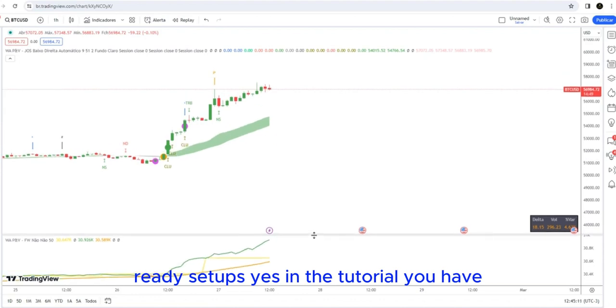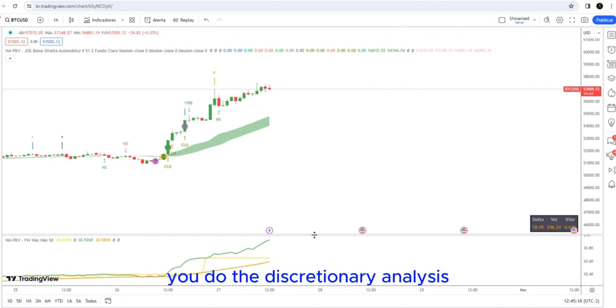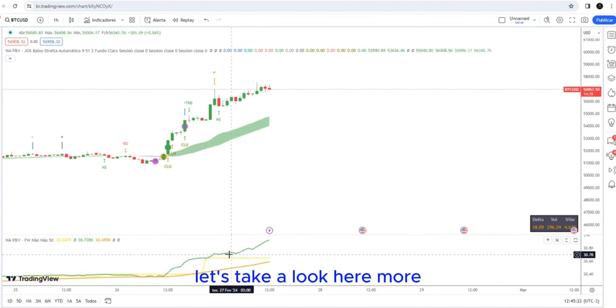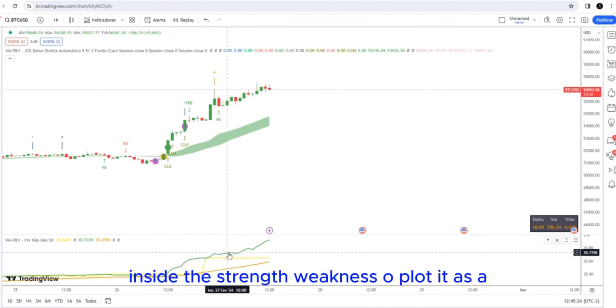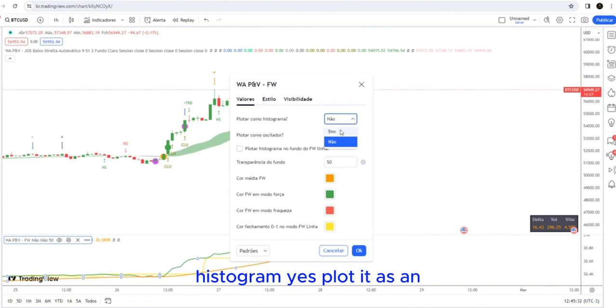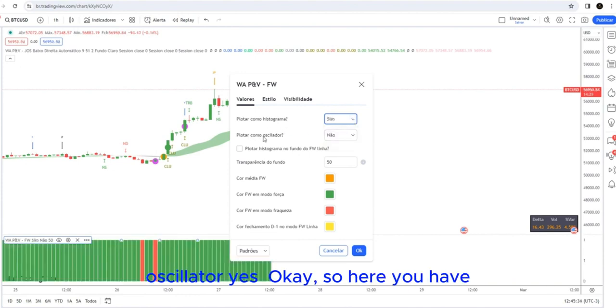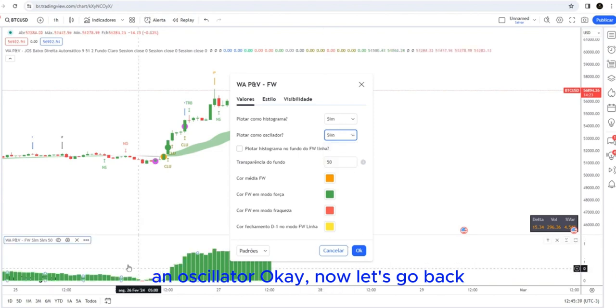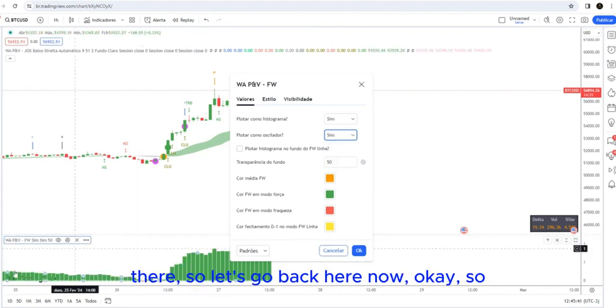In the tutorial you have 3 ready setups, but the idea is that you do the discretionary analysis, combining price, volume, and delta. Okay, so let's take a look here more. Inside the force weakness, plot it as a histogram, yes, plot it as an oscillator, yes, okay. So here you have an oscillator. Now let's go back there.